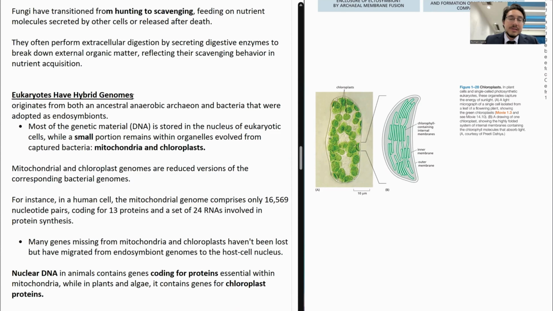They're feeding off nutrients of organisms that have died, and they're secreting molecules that could be taken in later, to the advantage of these scavengers. As we all know, modern fungal cells perform extracellular digestion by secreting digestive enzymes to break down dead organic matter. That reflects the idea of scavenging behavior, ultimately to extract nutrients.